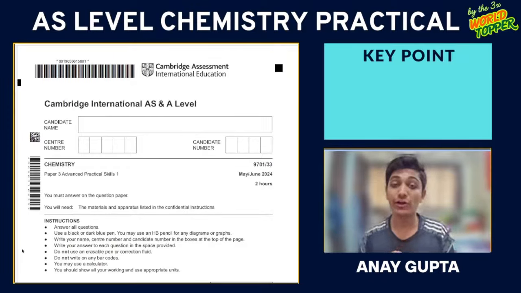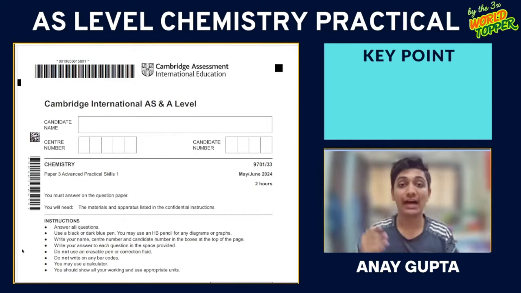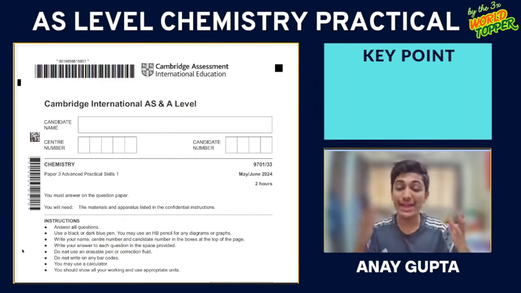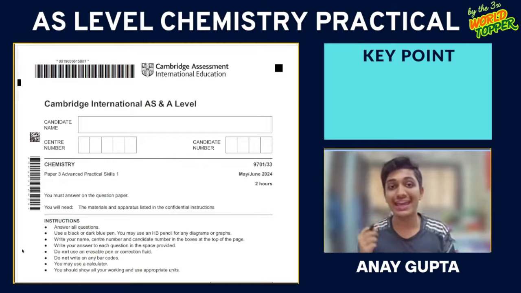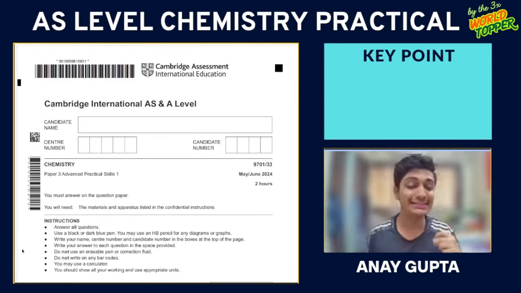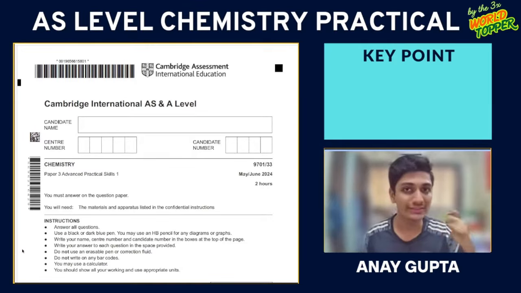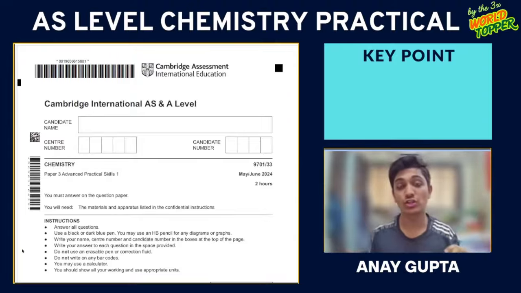Today, I will enter the lion's den once again as I attempt to solve the exact May-June 2024 chemistry AS level practical paper that made me the India topper. Let's see if I have it in me to solve it once again or not. Whatever it is, guys, I am going to be making sure to send some very important tips in this very ambiguous paper. So I really hope that you make it to the end.